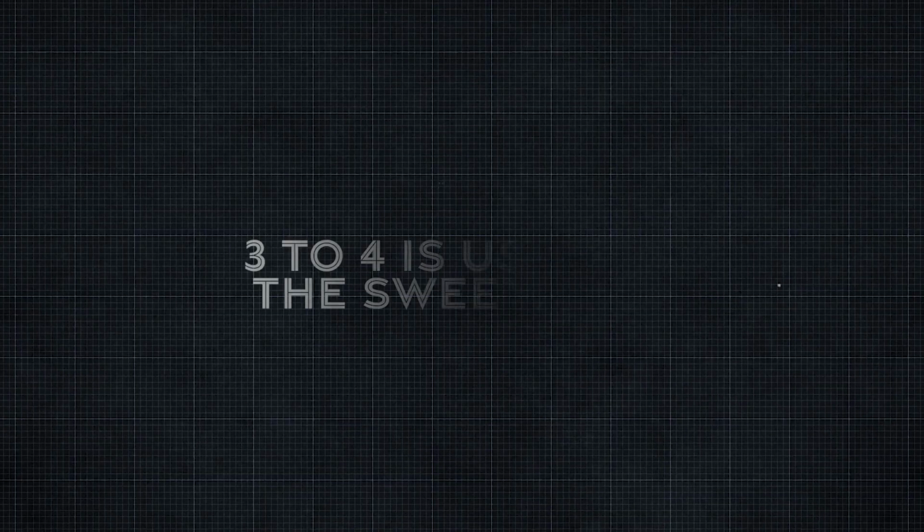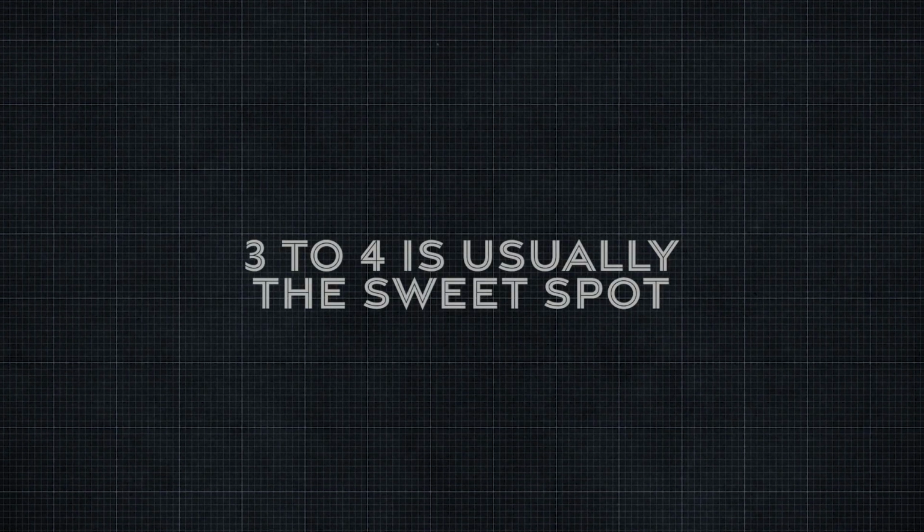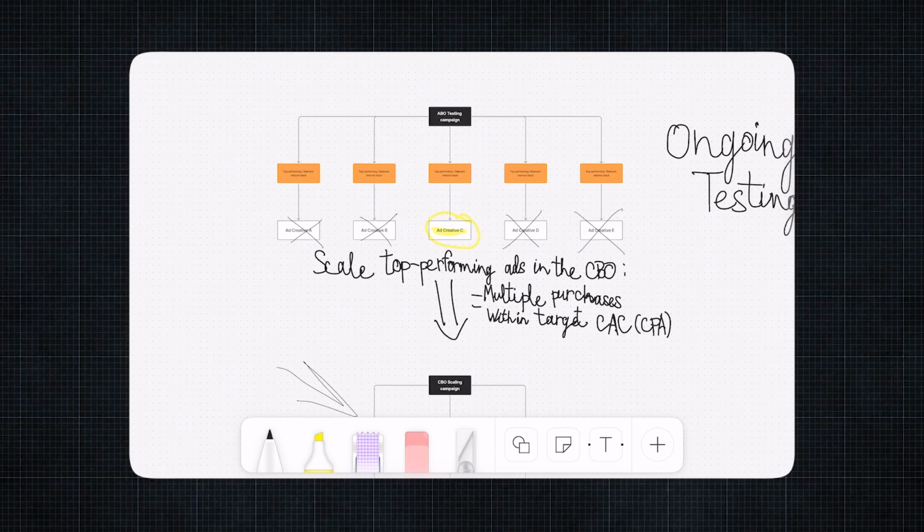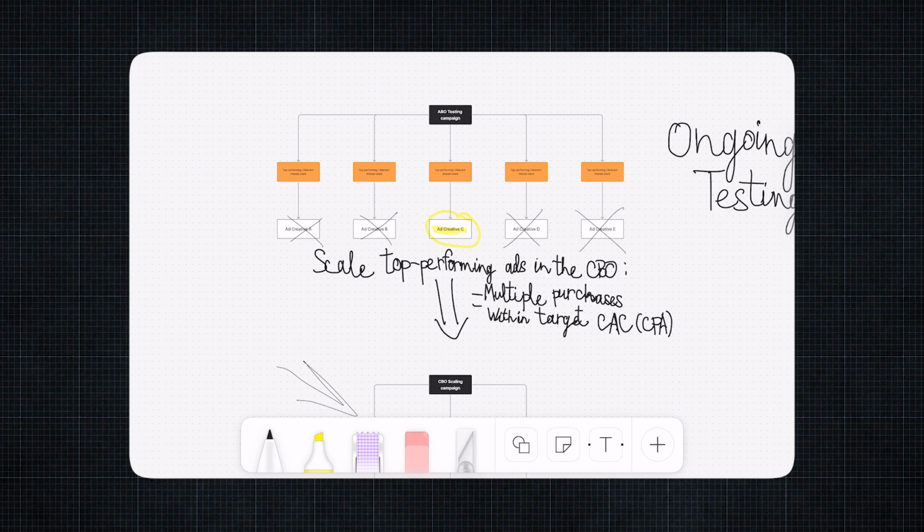We like to keep it below 5 different audiences. 3 to 4 is usually the sweet spot, but again, it all depends on your budget. The more budget you have, the more audiences you can have, 4 to 5. The less budget you have, the fewer audiences you should have, just so you don't spread yourself too thin. 3 is a perfect sweet spot for anything below $1,000 per day in spend, in my opinion, for a CBO scaling campaign. And then all of your winning ads, in this case we only have Ad Creative C right now, will be duplicated into each of these ad sets in the CBO scaling campaign.